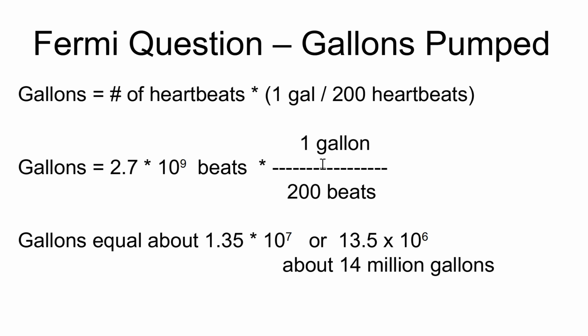Previously, I estimated how many beats it takes to fill up a gallon jug. So dividing the 2.7 times 10 to the ninth by 200, I came up with 1.35 times 10 to the seventh, or 13.5 times 10 to the sixth. I've moved the decimal place once here, make it 13.5 and reduce the power of 10 by 1. 13.5 times 10 to the 6th, and it's time to round off a little bit more. So 14 million gallons is my estimate for the number of gallons of blood pumped by a heart.